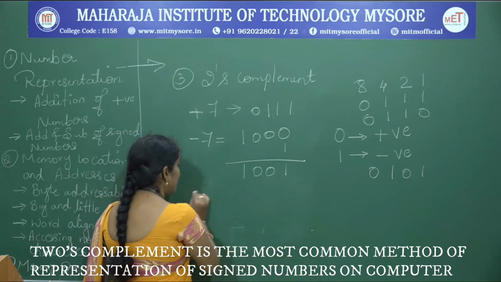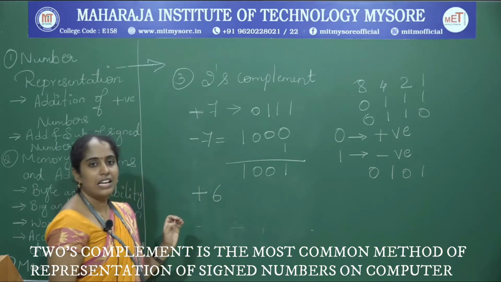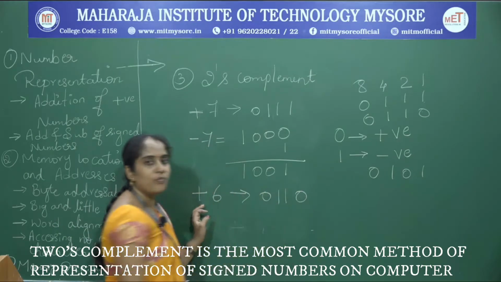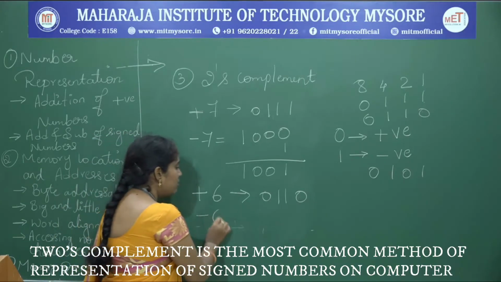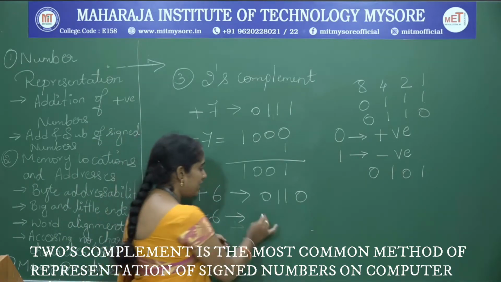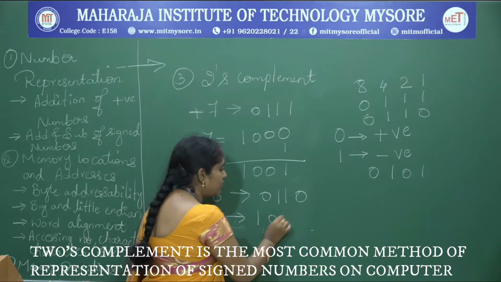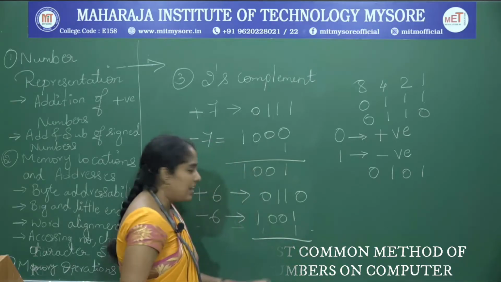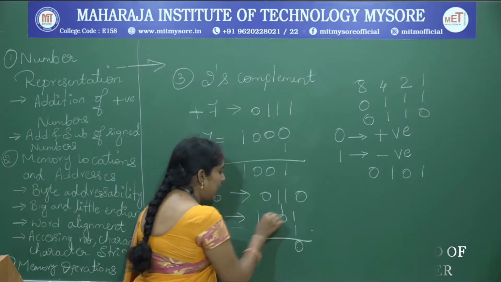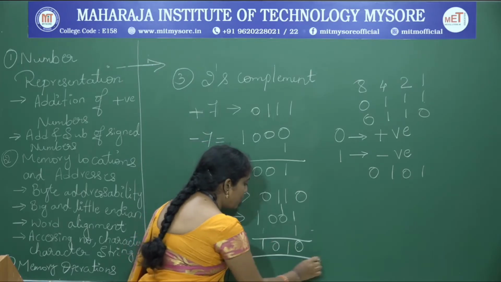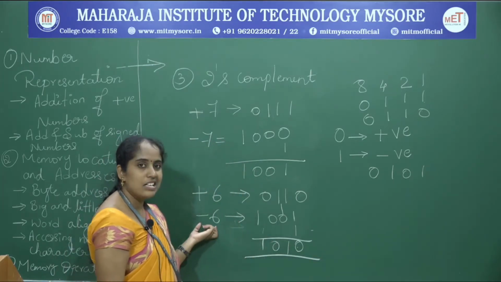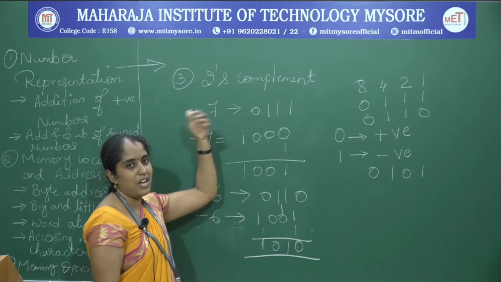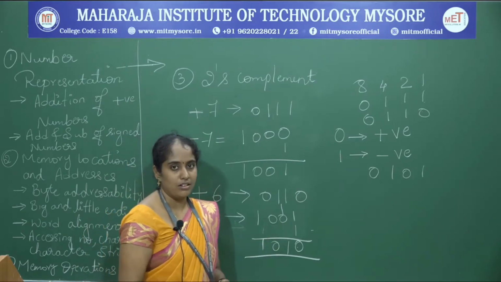Next is plus 6. Take a second example, plus 6, which is 0, 1, 1, 0. Next is minus 6. For minus 6, take the 1's complement, 1, 0, 0, 1, and add 1 to this. Now 1 plus 1 is 0 with a carry, giving 1, 0, 1, 0. So 1, 0, 1, 0 is minus 6 in the 2's complement representation. Take other examples too, plus 5, plus 4, plus 2 and so on.